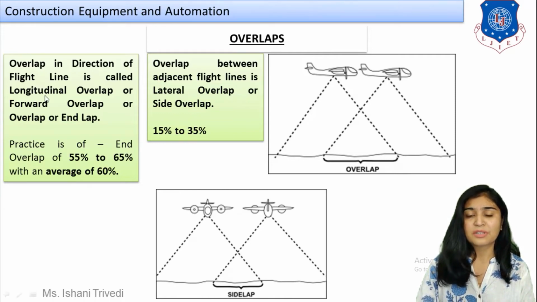Now let us try to understand with the help of the sketch. We have overlap in the direction of the flight line, called longitudinal overlap, or forward overlap, or just overlap, or end lap. Now, refer to the sketch over here. Now this is my direction of the flight, that is correct. Here there is a single flight, right? There is a single aircraft.